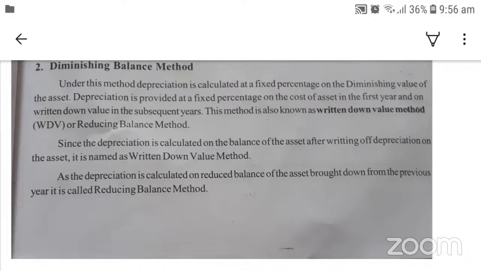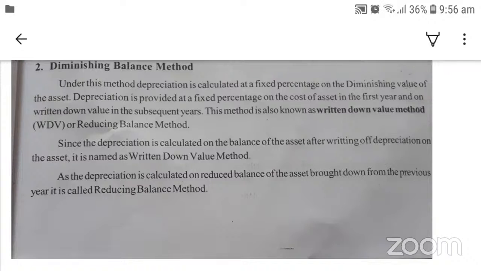Since the depreciation is calculated on the balance of the asset after writing off depreciation, it is named the written down value method. For the first year, we will calculate the depreciation on the original value of the asset. From the next year onwards, we will calculate the depreciation on the written down value. For every year, the amount of depreciation will change, but the rate of depreciation will be the same.